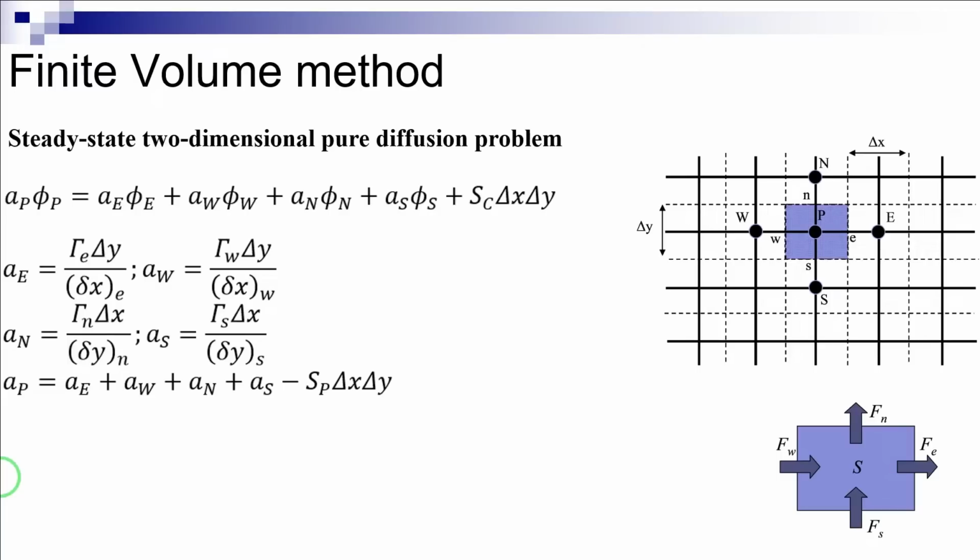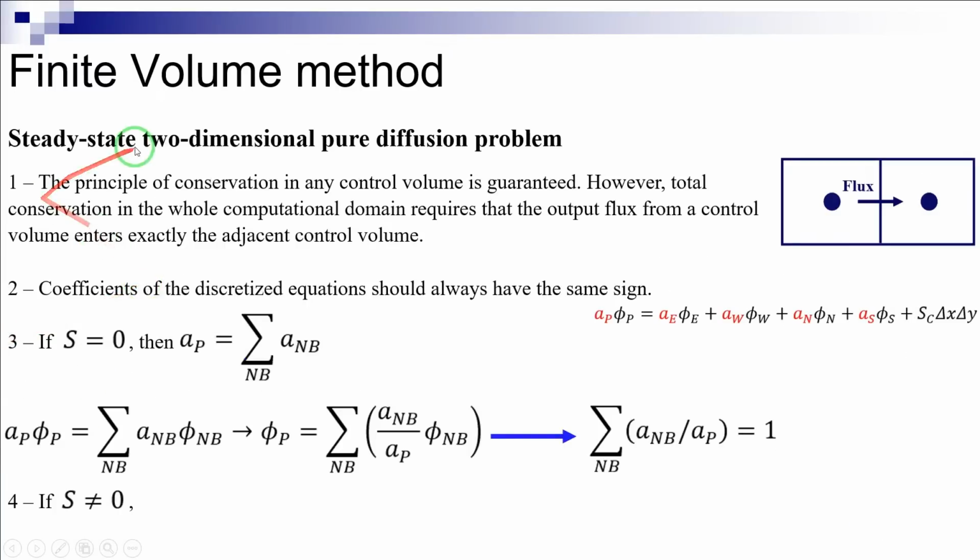Several important points about the discretized equations for steady-state diffusion problem are presented here. 1. The discretized equations represent the balance of fluxes and the source term. In this way, the principle of conservation in any control volume is guaranteed. However, total conservation in the whole computational domain is not achieved until the output flux from a control volume enters exactly the adjacent control volume as shown here. 2. Coefficients AP and ANB, where NB stands for the neighboring cells, as highlighted here, should always have the same sign. Generally, they are always considered positive.